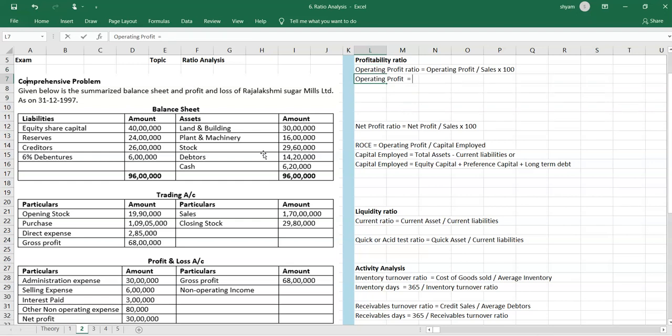If you take operating profit, it's going to be the gross profit 6800 minus the administration expense, thereafter the selling expense, which I have to deduct. Selling expense is 600. There is another non-operating income, but I think that box is blank. And interest, other non-operating expense, see here, is a non-operating expense. Interest is also a non-operating expense, so those will not come here. So we'll just have to find out this.